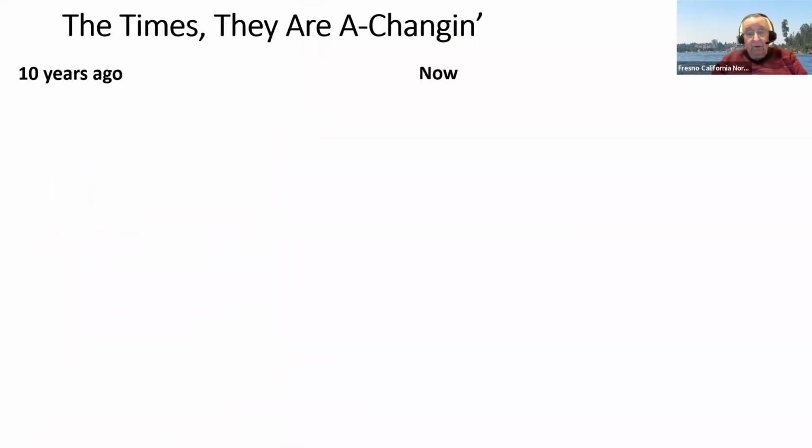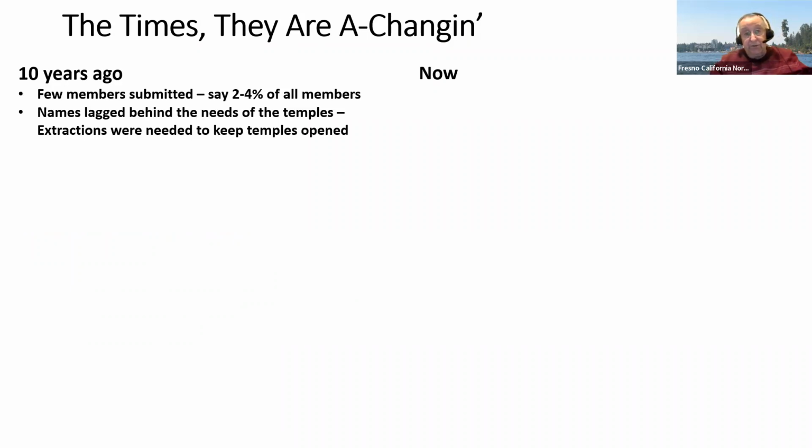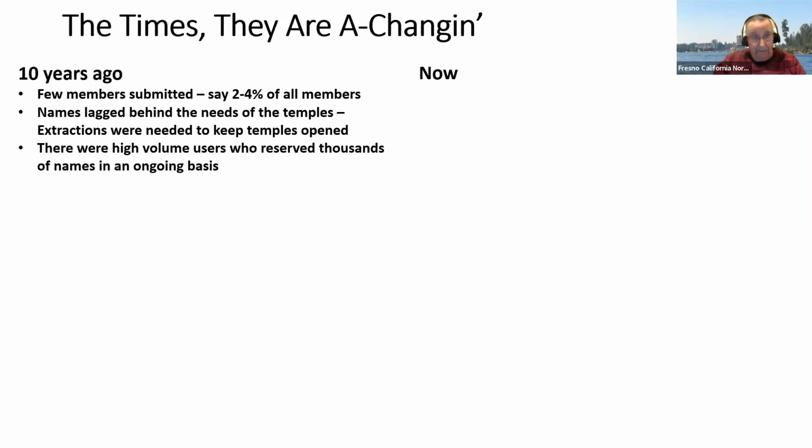Okay, so I thought maybe a quick little historical review would be in order, and this is quite a bit on this page. I'll just try to gloss over these. If we go back just 10 years ago, basically 2 to 4% of the members of the church did all the submitting. Names lagged behind. We didn't have as many names being submitted as we were doing in the temple, so they did the extraction program. There were mainly a few high volume submitters in most stakes, and they did the bulk of all the submitting in an entire stake.